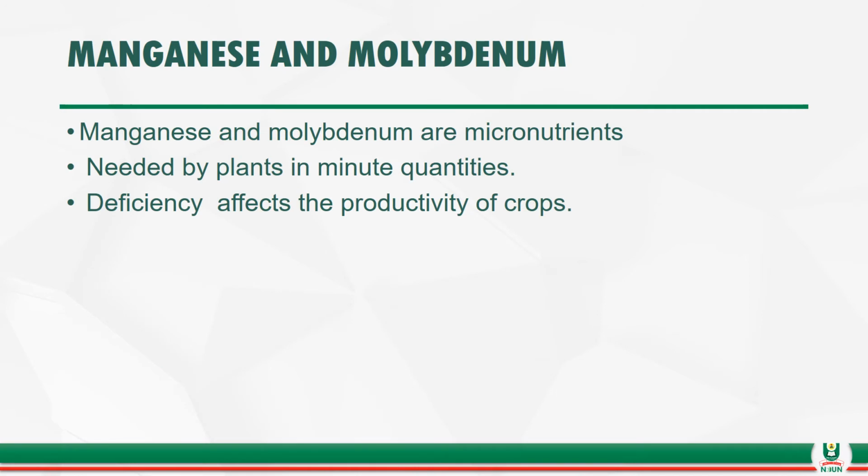Manganese and molybdenum. Manganese and molybdenum are micronutrients needed by plants in minute quantities. Deficiency affects the productivity of crops.